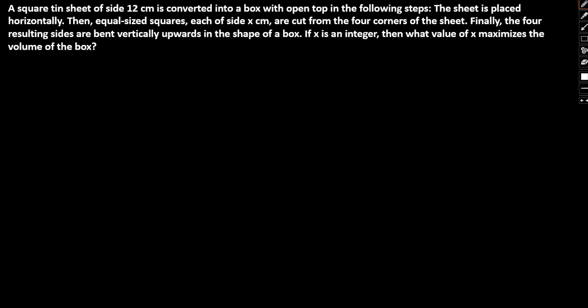A square tin sheet of side 12 centimeters is converted into a box with open top in the following steps. The sheet is placed horizontally, then equal size squares with each side equal to x centimeter are cut from the four corners. Finally, the four resulting sides are bent vertically upwards in the shape of a box. If x is an integer, then what is the maximum value of x that maximizes the volume of the box? So let's first try and understand the diagram itself.